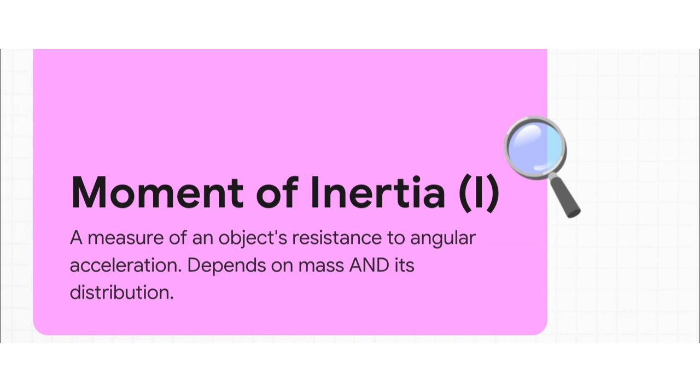Now here's the crucial part. Moment of inertia isn't just about how much mass you have. It's about where that mass is located relative to the axis of rotation. This is huge. Mass that's farther away from the center contributes way more to the resistance. In fact, because the distance r is squared in the formula, if you double the distance of a piece of mass from the axis, its contribution to the inertia goes up by 4 times. That's why mass distribution is absolutely everything here.